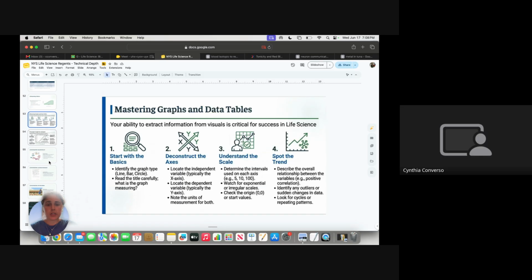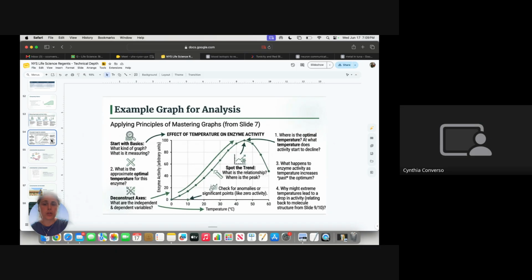Here is some more advice about graphs and data tables. You're trying to look at different trends that are being shown on the graph. Here's an example of that. Start with the basics. What kind of graph is it? Look at the title, look at the axes, and then try to determine the trend that it's telling you.